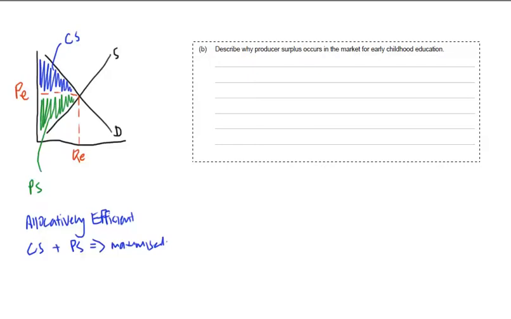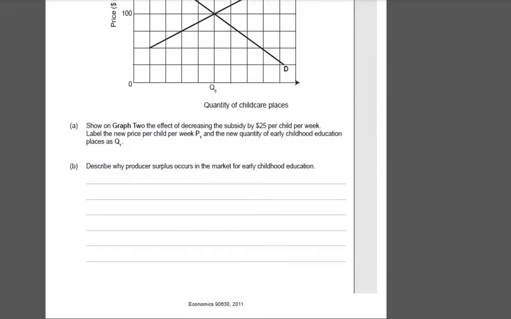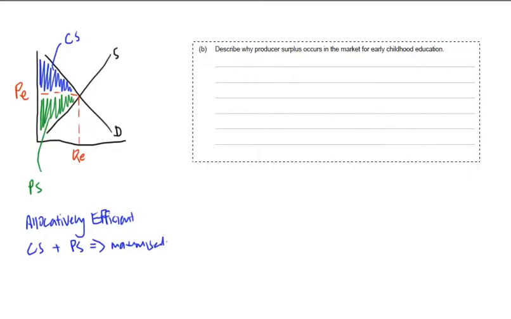Right, this is question 2b from the paper. Which paper is it actually? Let's have a look. It is the 2011 exam, which some of you are using for practice purposes. Just want to explain the producer surplus, or the idea of producer surplus again.